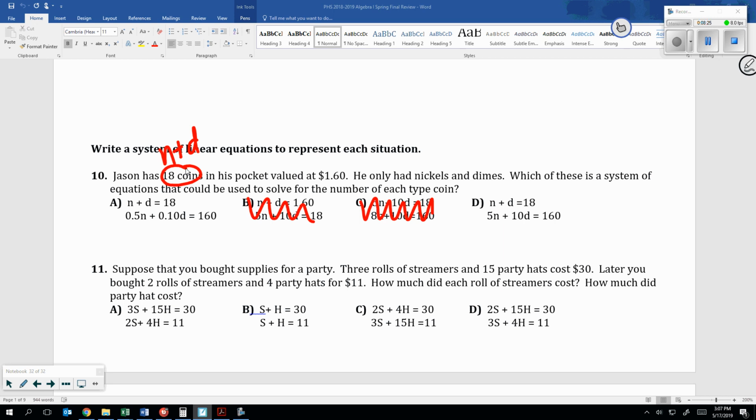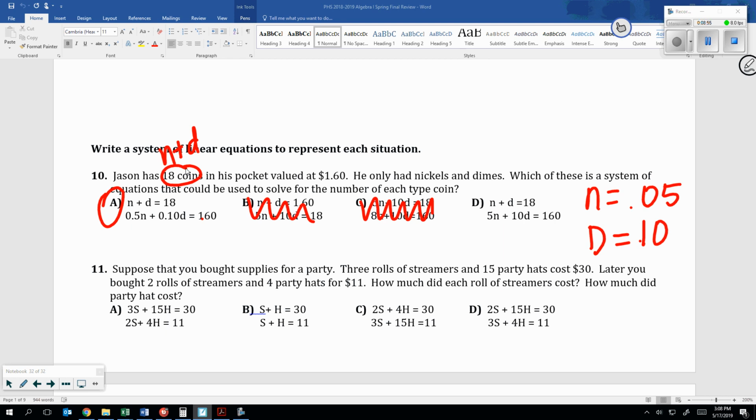Okay, now this would be 160. And now we're going to say, okay, well, a nickel equals 5 cents, and a dime equals 10 cents. So then we look at which one of those has those values. Well, A has those values.